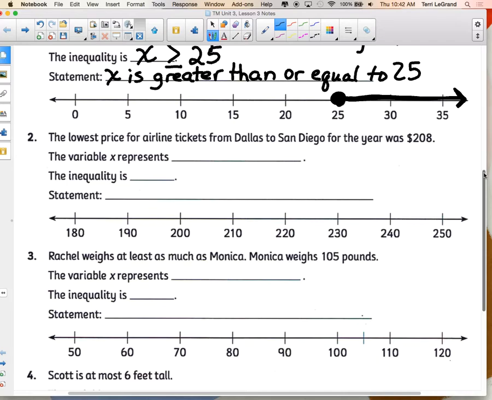The lowest price for airline tickets from Dallas to San Diego for the year was $208. What's the variable X representing in this one? How would we describe X this time? Yeah, the price of an airline ticket, right? So, right here, price for airline tickets. So our X is going to represent the price of the airline ticket.